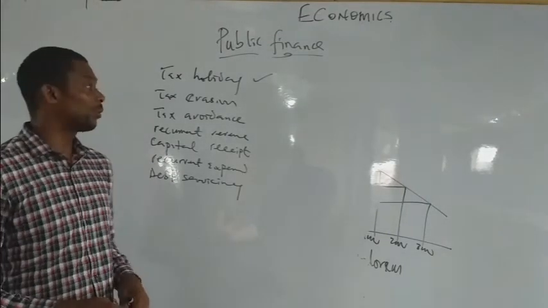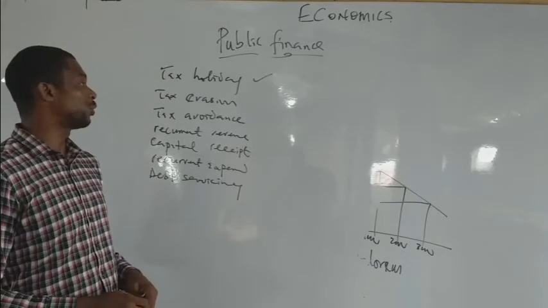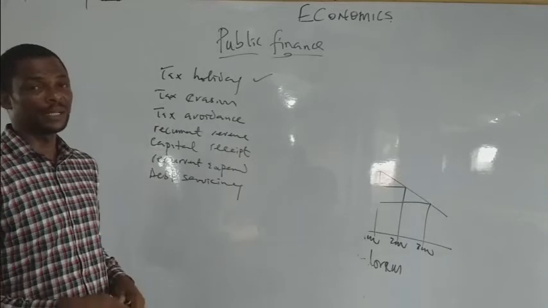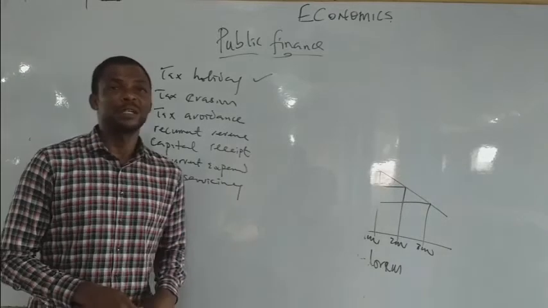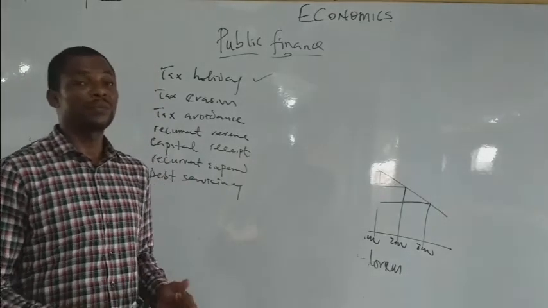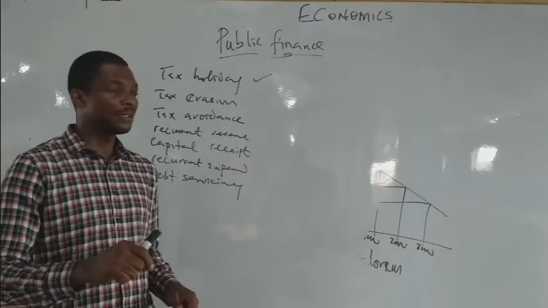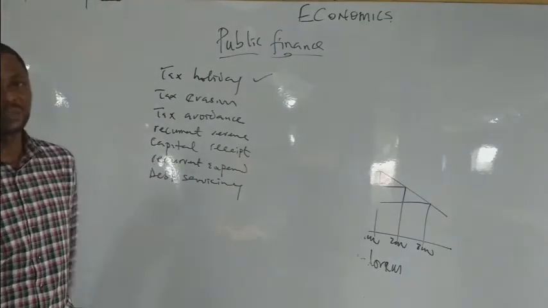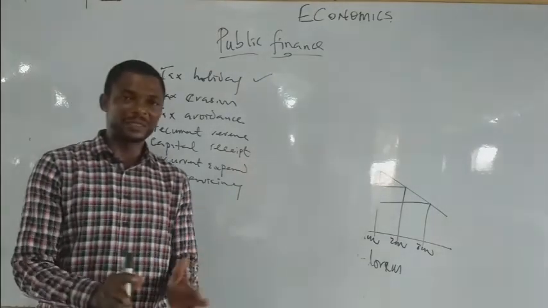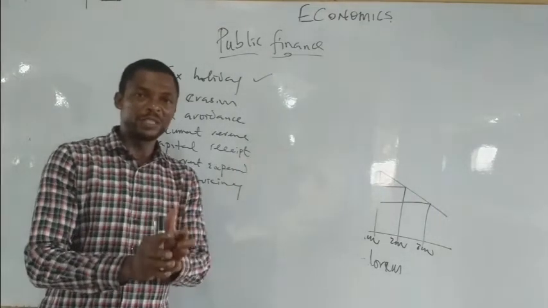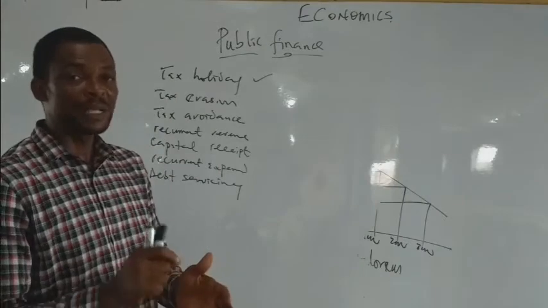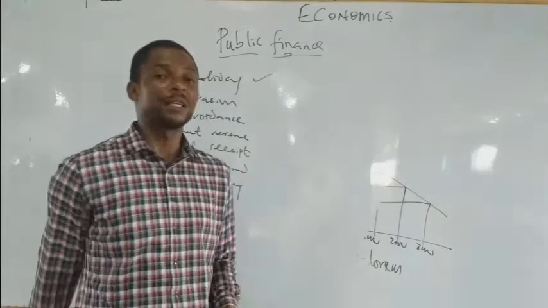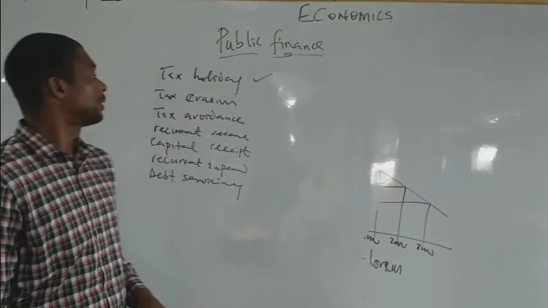Then the next one is tax evasion. Tax evasion is when you decide to deliberately not pay tax. You are avoiding payment of tax. It is illegal. It's something that you can be arrested for. So that term is given to somebody who decides not to pay tax at all, or fraudulently pays tax that is less than the amount you are supposed to pay, or you are not even paying tax at all. You refer to that as tax evasion.